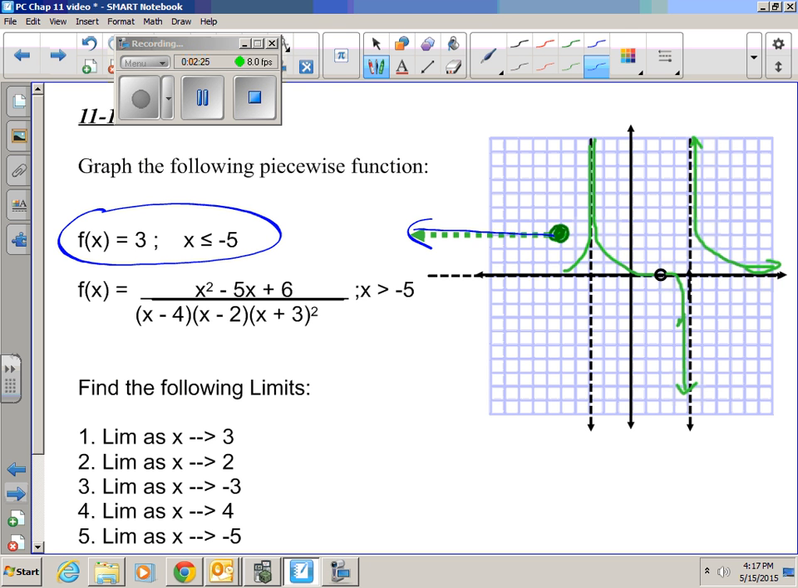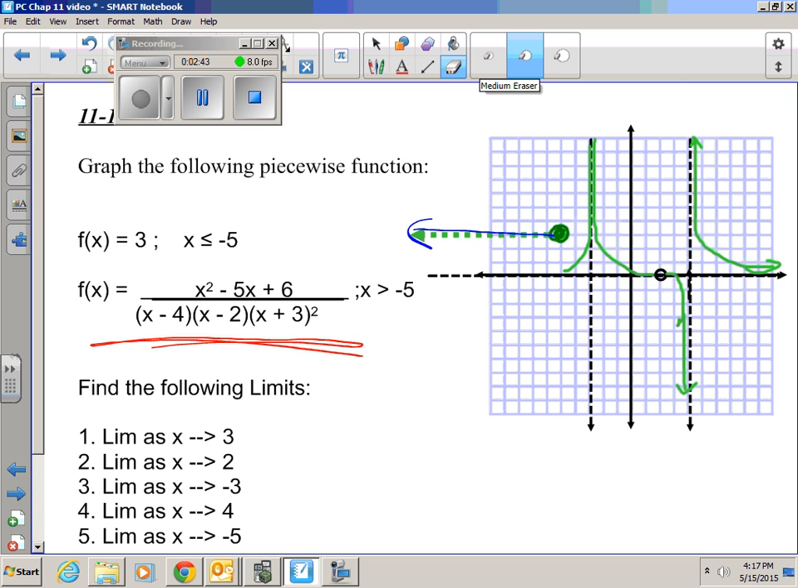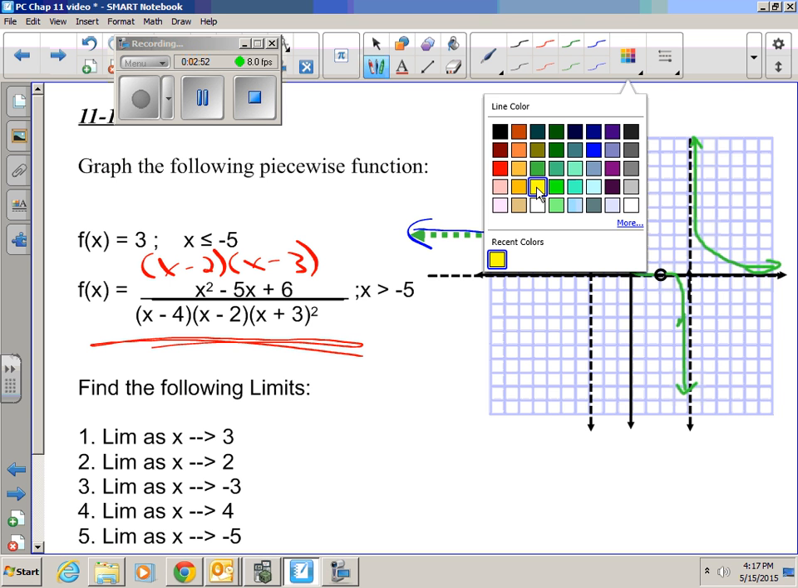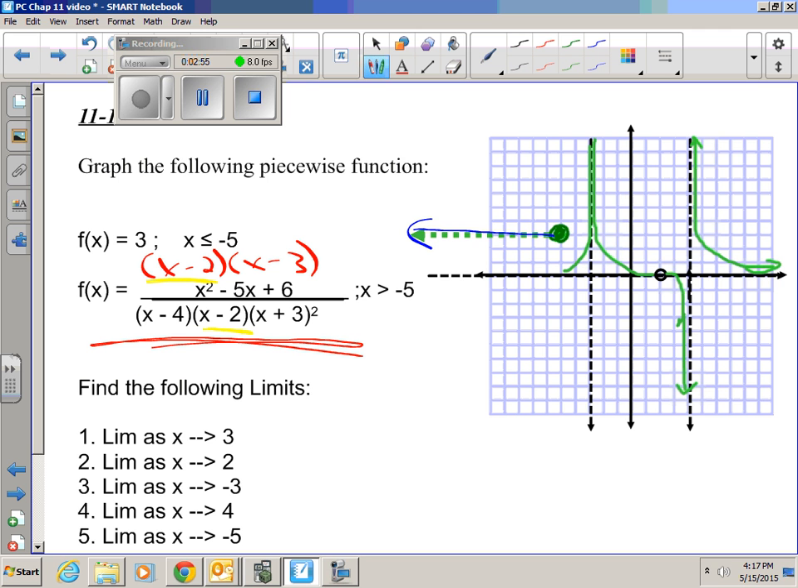And on the right side, the positive side of x equals negative 5, we have this rational function, this pretty yucky looking thing right here. But let's just review rational functions for a minute. Okay? I'm going to factor my top, so I have x minus 2 and x minus 3. Do you see, folks, right now, I'm going to have a hole at x equals 2. And sure enough, if you look on my graph, I have a hole right here at x equals 2.